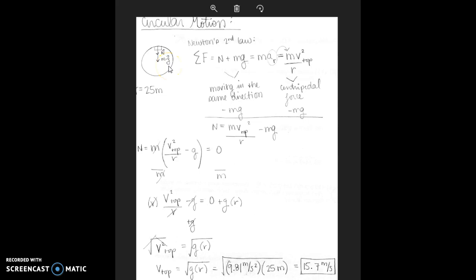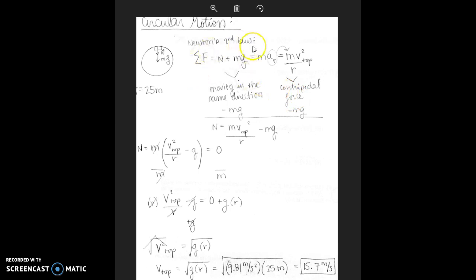And despite the fact that it's in a non-uniform circular motion, and we know that because its speed is decreasing on the way up and it's increasing on the way back down, the movement is still in a circle and therefore still has radial acceleration or a centripetal force.